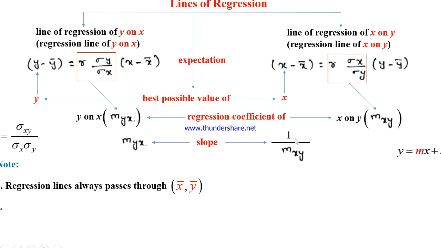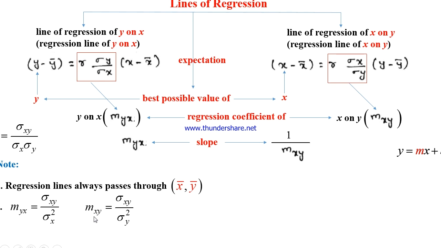We can express myx and mxy in one more form by using this value of r in these two expressions. That is, myx is equal to sigma xy by sigma x square, and mxy is equal to sigma xy by sigma y square. I have just substituted the value of r in these two expressions to write myx and mxy.